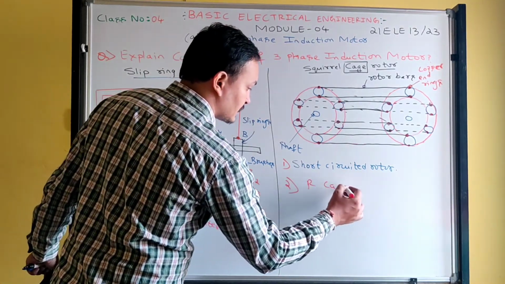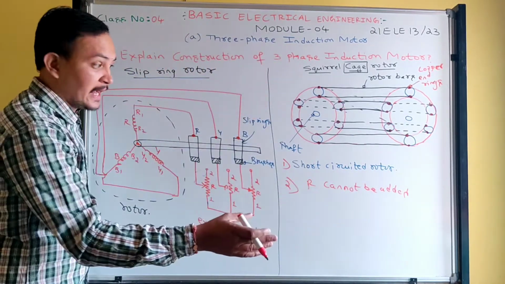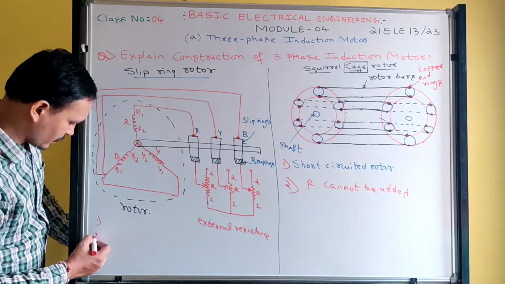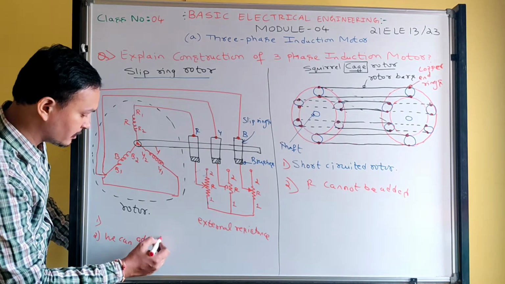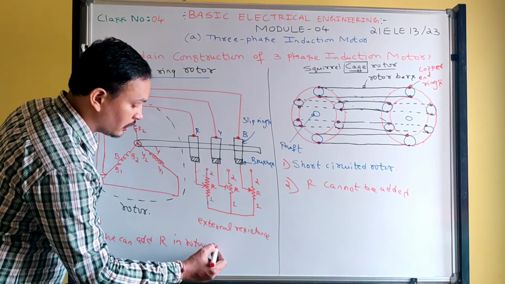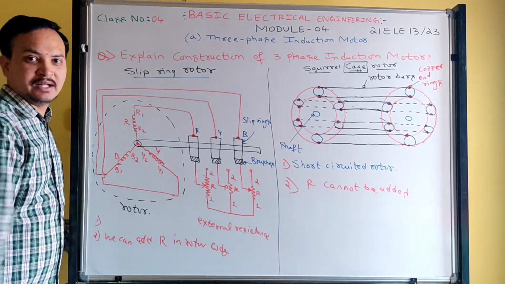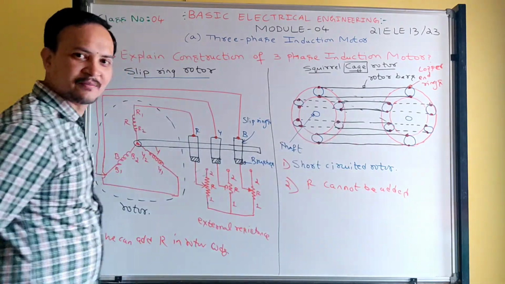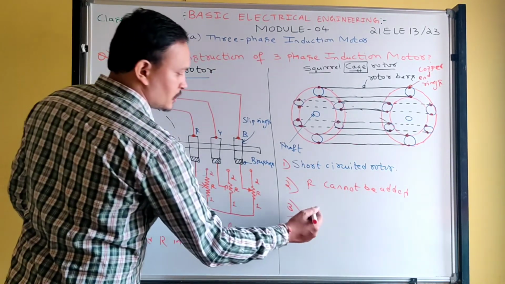External resistance cannot be added. We cannot add external resistance to the squirrel cage rotor. But here we can add a resistor in the rotor winding, or in the rotor circuit. We can add external resistance in the rotor winding. There you cannot, it is not possible, because it is short circuited. Okay, got it? So next one, number 3, you write speed control.